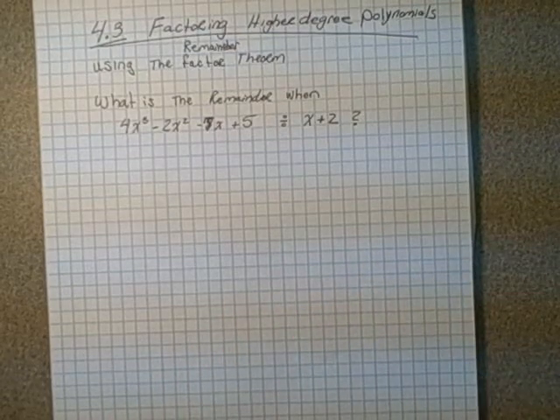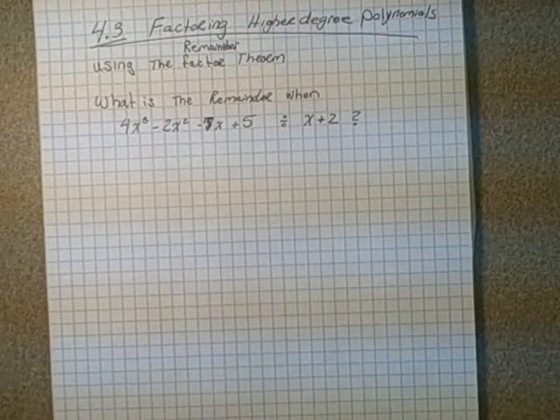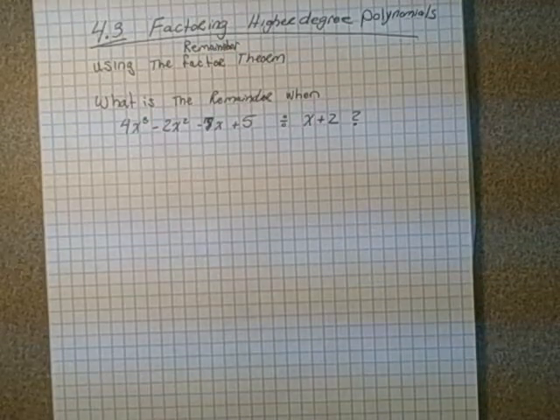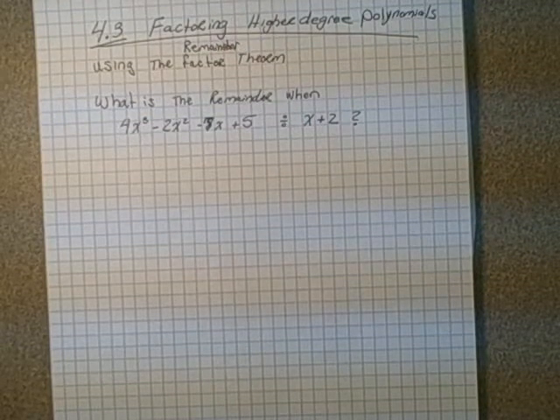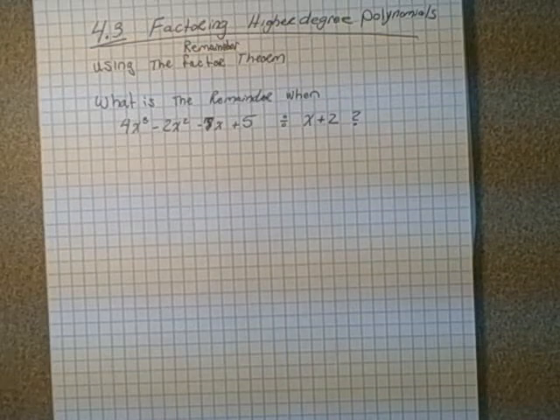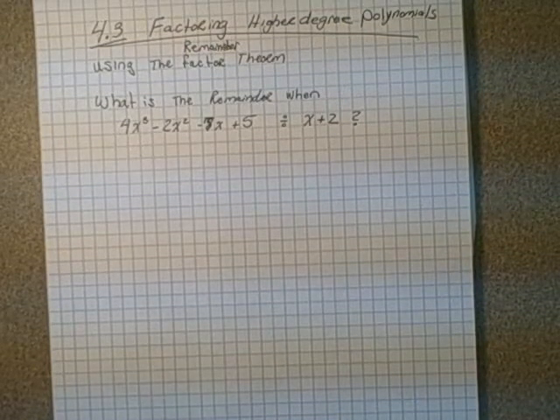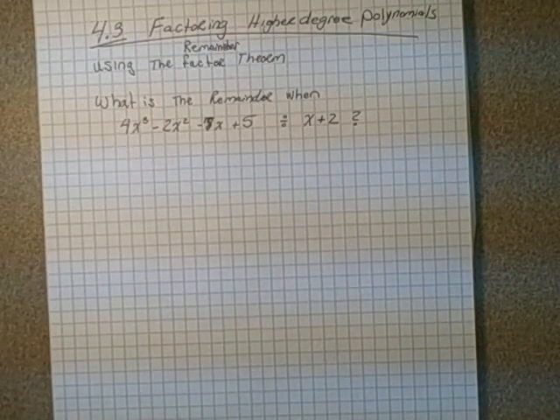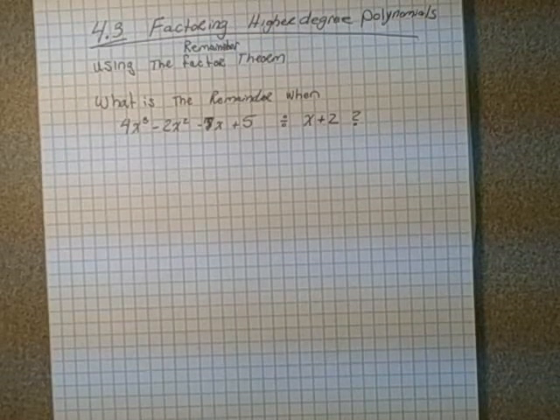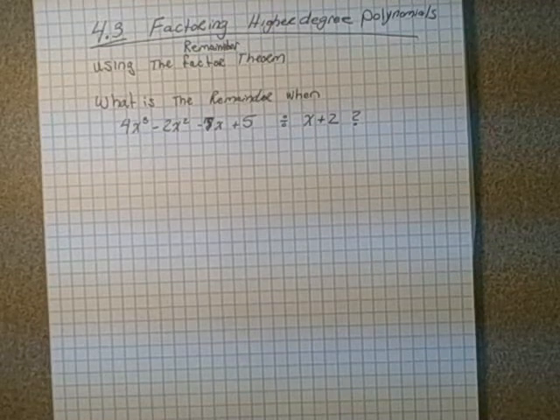Okay, this section here is section 4.3, and it deals with factoring of higher degree polynomials. This is going to be cut into two parts. We're going to be looking first of all at the remainder and the factor theorem part of this section. If you're looking in your textbooks, the remainder theorem is on page 122, and part one of the factor theorem is on page 123.